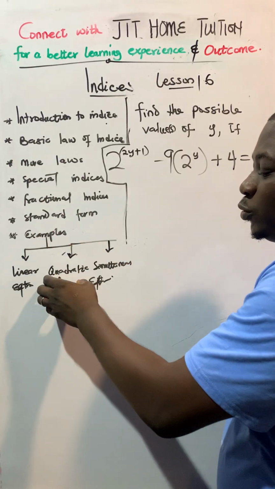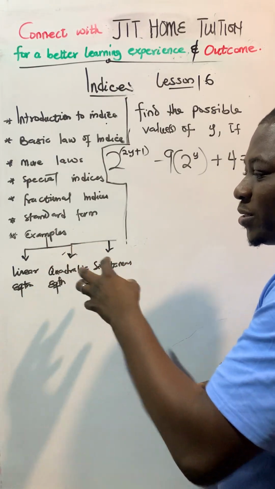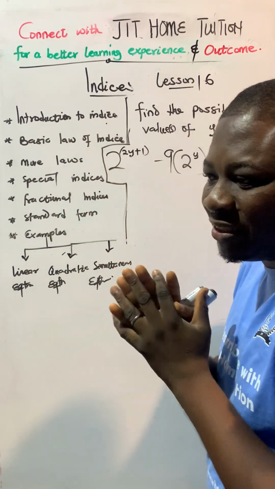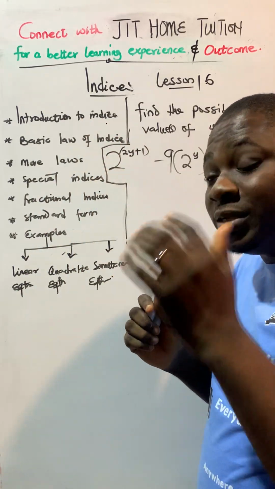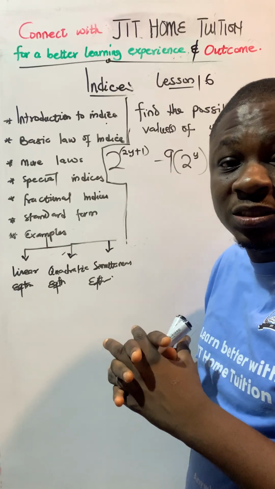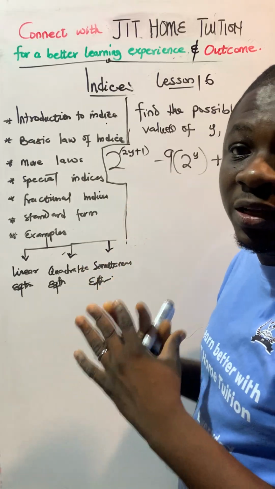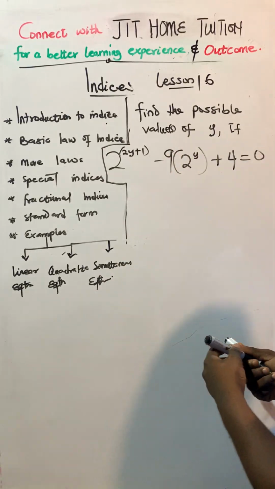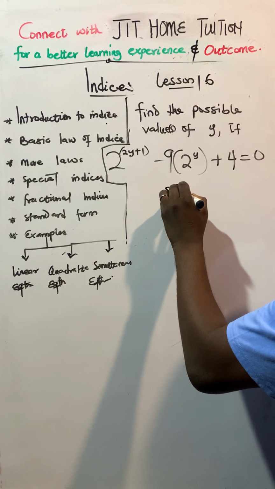Currently, what we are doing is to solve questions under the quadratic equation related to indices. So the question is indices, but at the end of the day, you need an understanding of quadratic equation to be able to solve the question completely. So now let's look at it. How do you go about it?